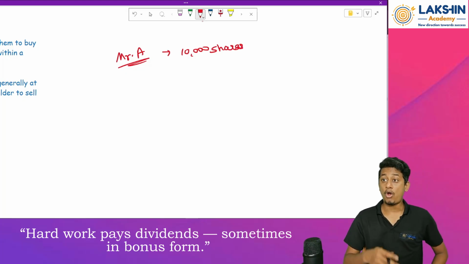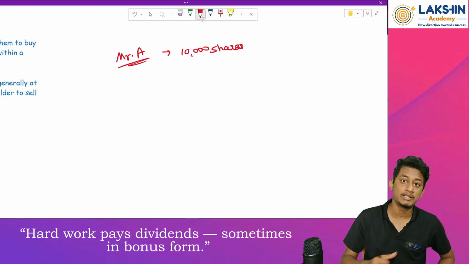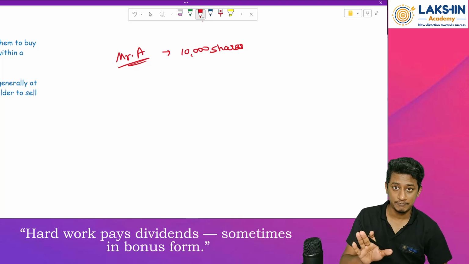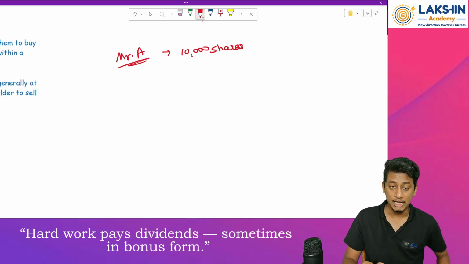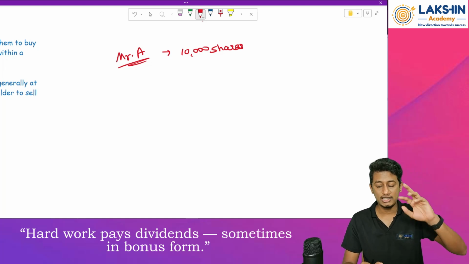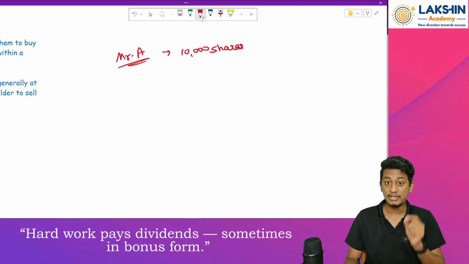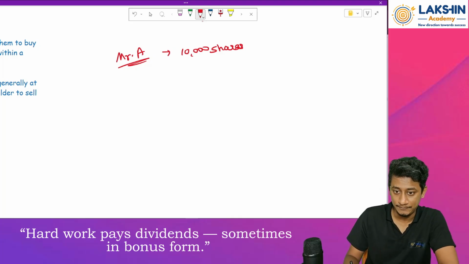Now, company wants to raise more funds. Company wants some money now. Okay. See, in case of bonus, company will not receive any money into its bank account. Yes, only the capitals or whatever the general reserves are there will be capitalized. But in case of rights issue, company will issue shares at a discount. Let's say at rupees 110 again.